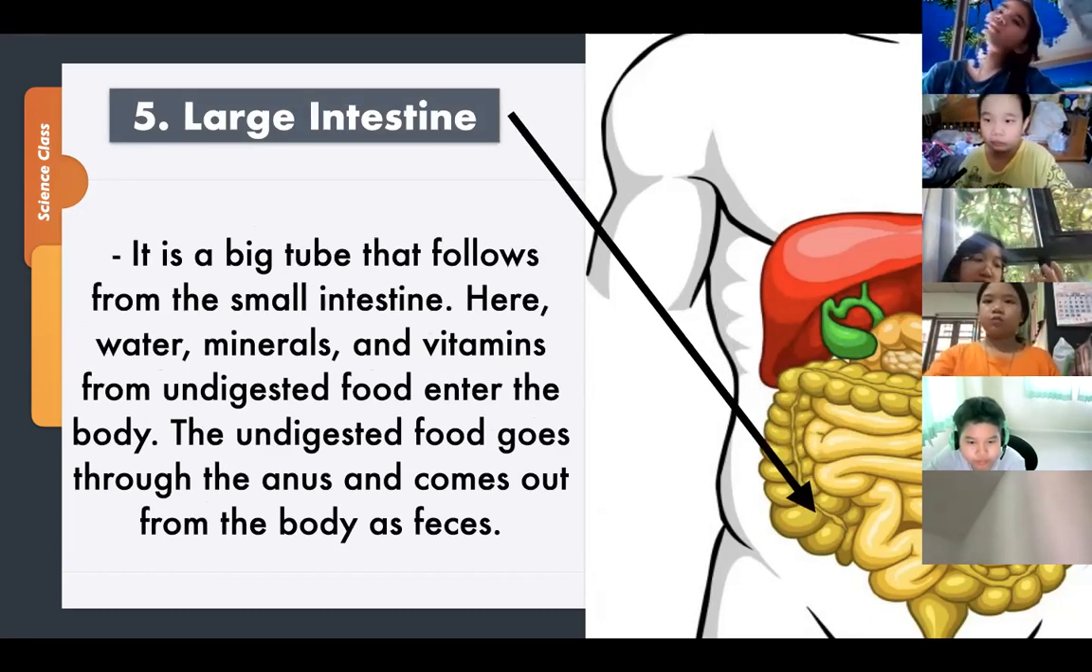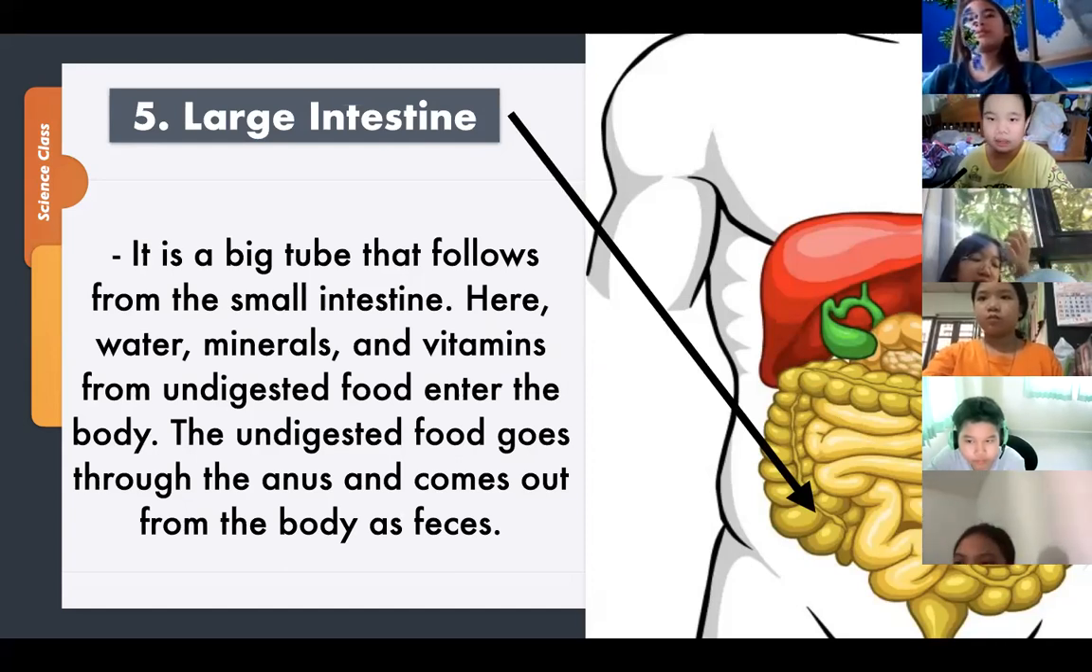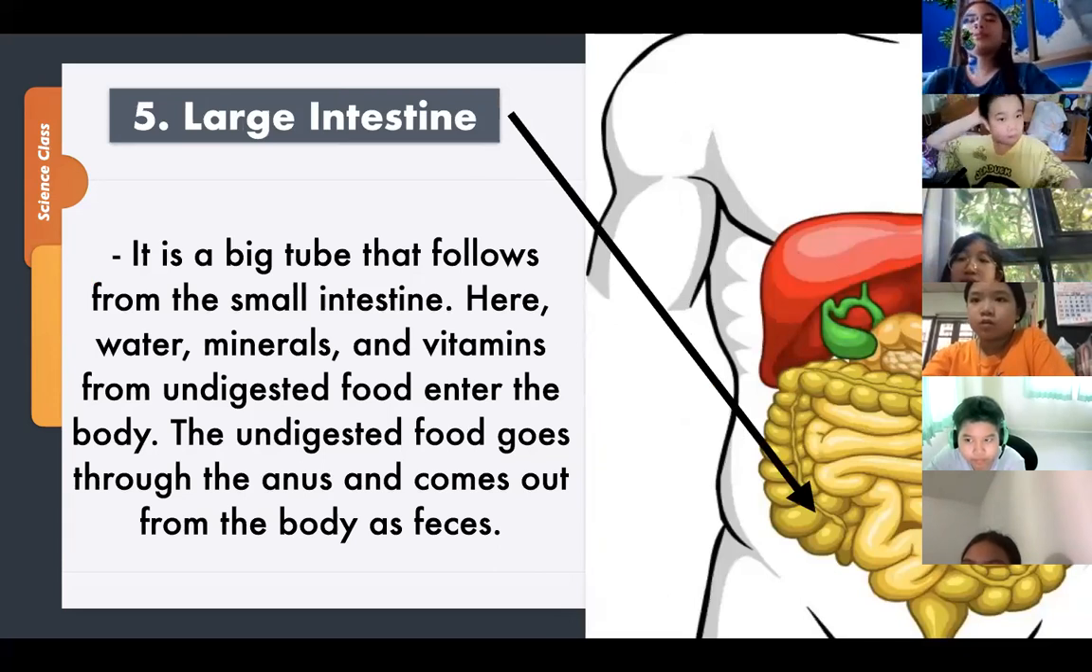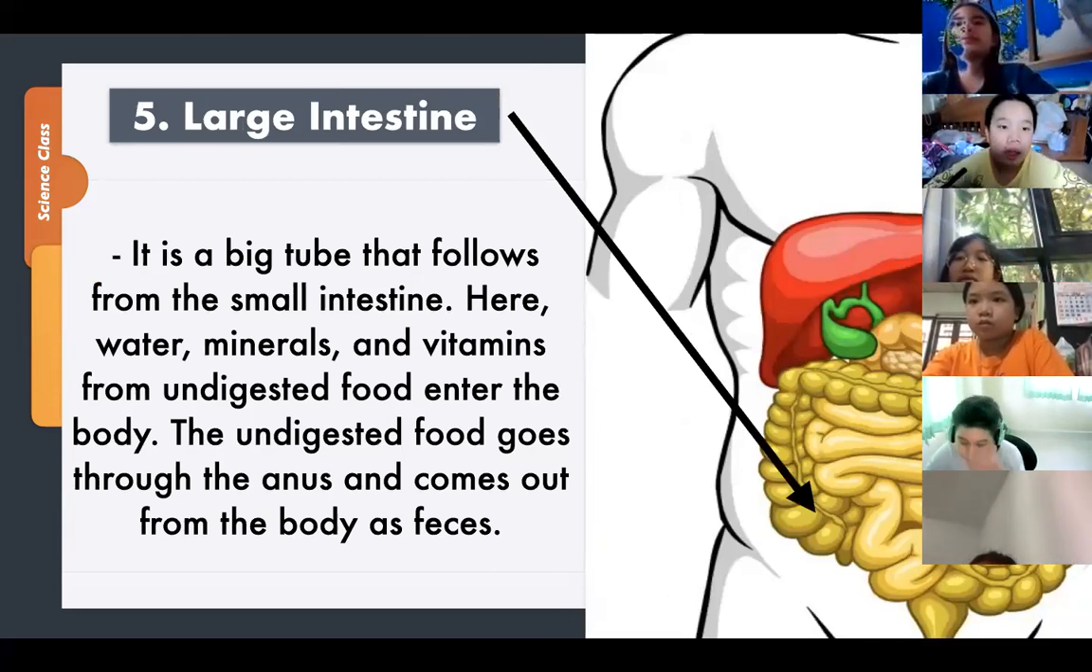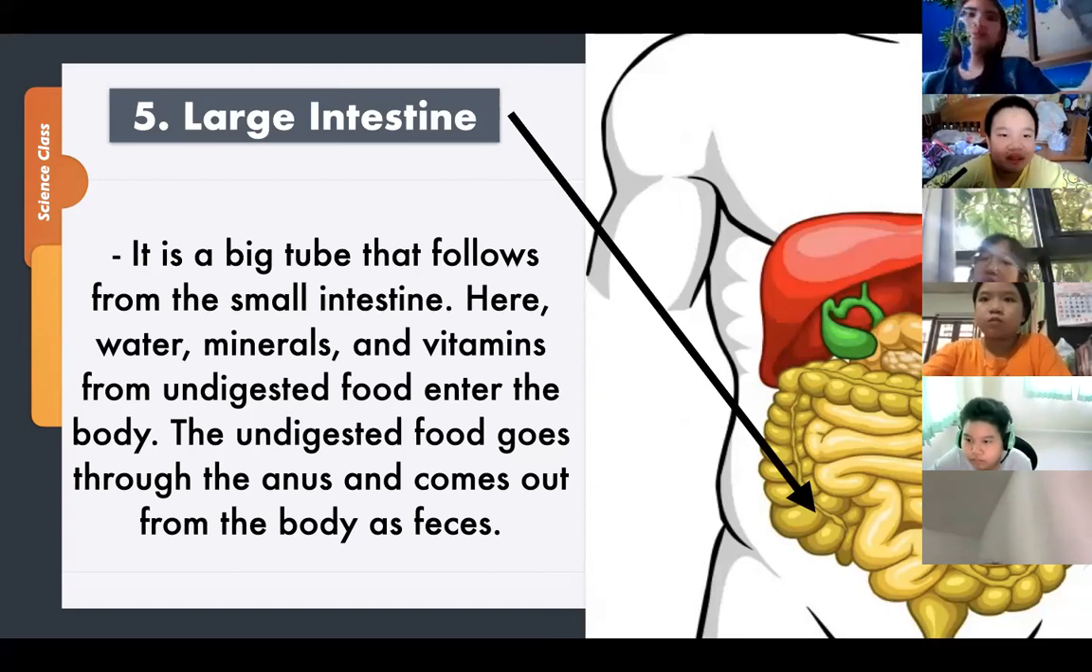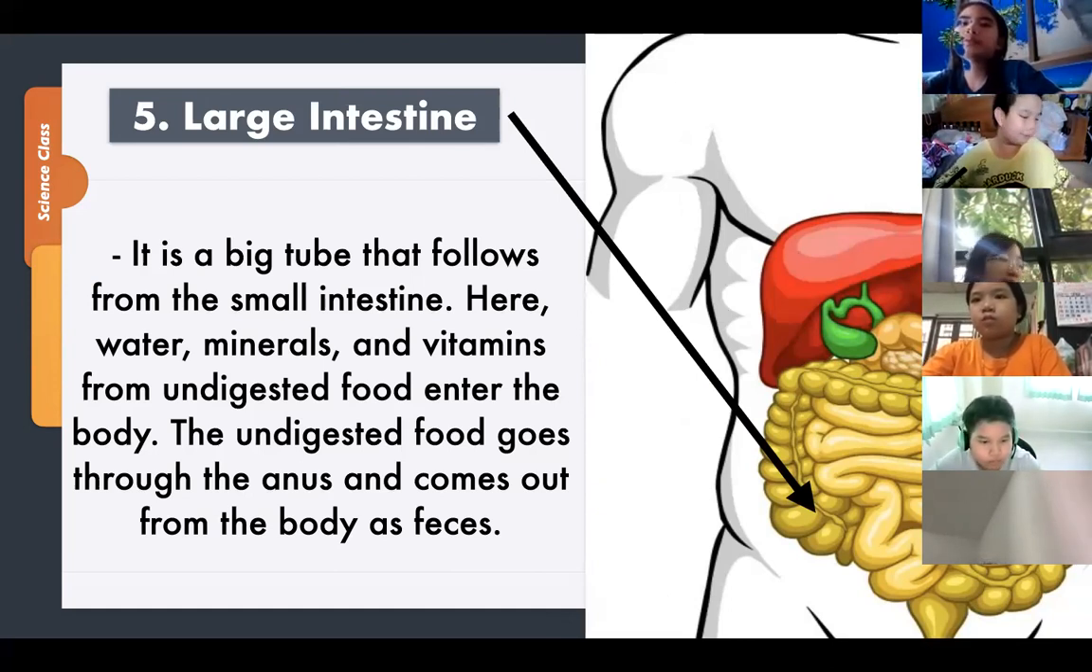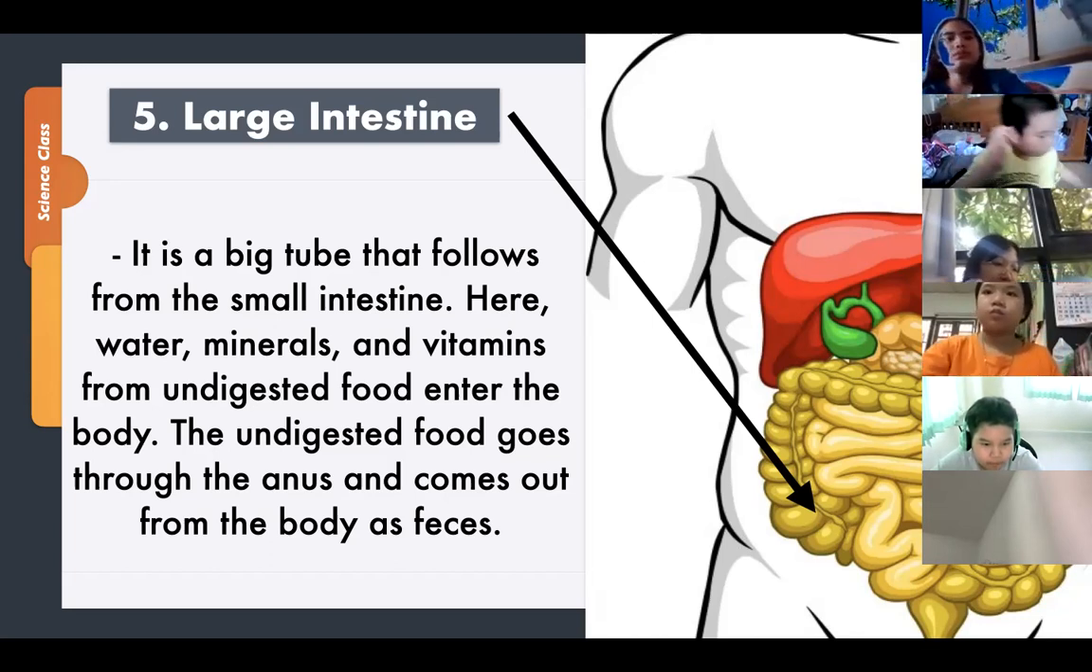Number five, the large intestine. The large intestine is a big tube that follows from the small intestine. In here, water, minerals, and vitamins from undigested food enter the body. These are the non-energy giving nutrients: the vitamins, minerals, and water. The undigested food goes through the anus and comes out of the body as feces. Feces is what you call the poo-poo after eating food.